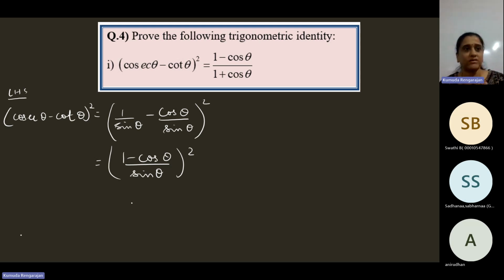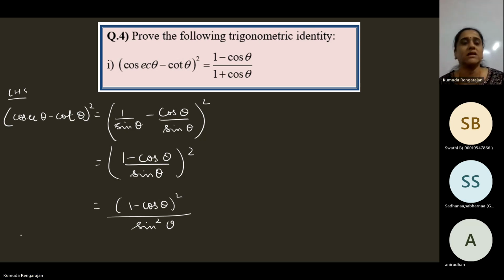RHS is a whole square. So what can we do? We'll write this separately. Cos theta whole square by sine theta whole square to sine square theta. Now you should look at the RHS and analyze what to change. Up to here we got it.